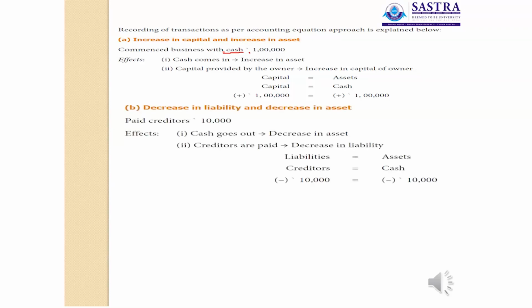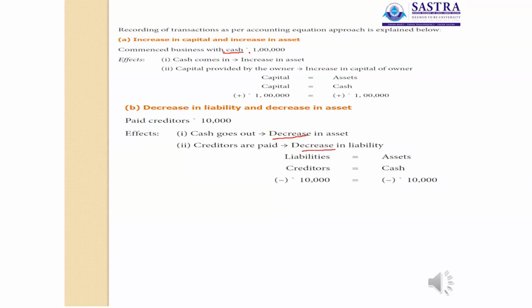Then the next one is decrease in liability and decrease in asset. For example, paid creditors rupees 10,000. What is the effect of the transaction? Here there are two accounts involved, cash and creditors. Cash goes out of the business, so automatically that will decrease an asset. Creditors are paid, so automatically liabilities decrease. So here both values will be decreased.